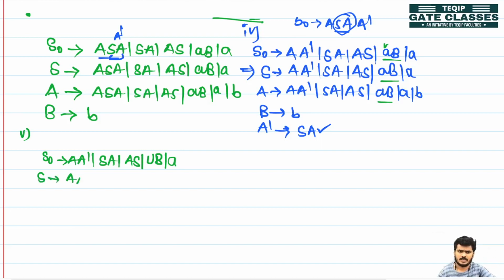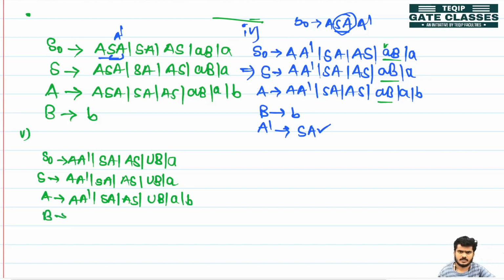It will look like this. S is producing A dash, SA, AS. Instead of small a, we have used capital U. This is B and this is small a. Similarly, A is producing A, SA, AS. Instead of small a, we have used capital U, B, A, or small b.